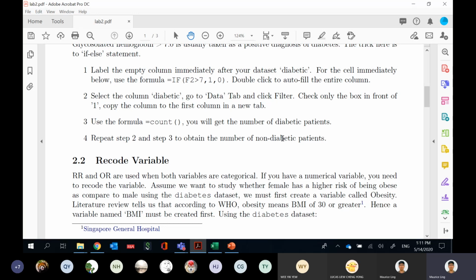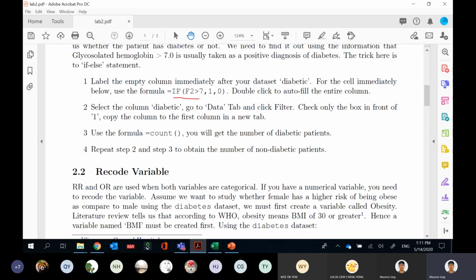Okay, so let me rewrite this in clearer English. This means that if cell F2 is more than 7, then you will put down 1. Otherwise, you put 0. Okay, remember these are commas. These two are commas. So let us go there one step at a time.